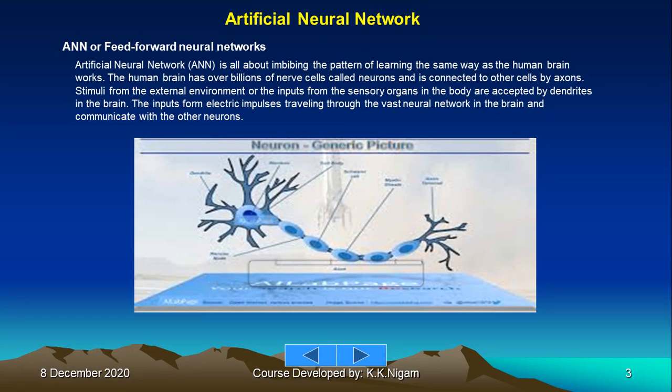The human brain has billions of nerve cells called neurons and is connected to other cells by axons. Stimuli from the external environment or the input from the sensory organs in the body are accepted by dendrites in the brain. The inputs from the electric impulses travel through the vast neural network in the brain and communicate with the other neurons.